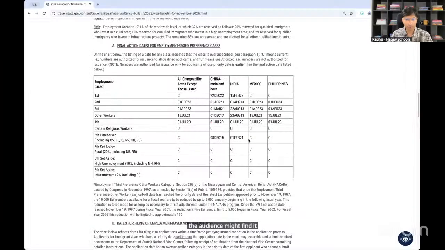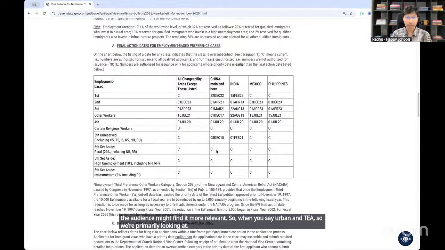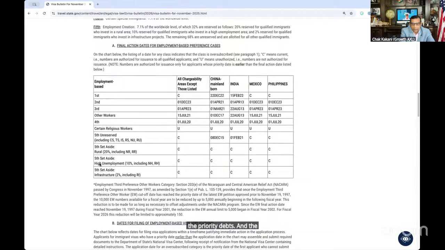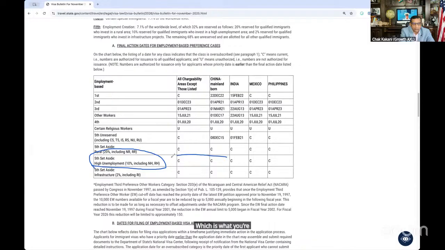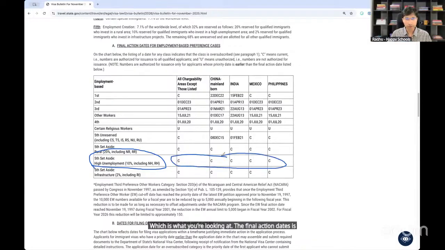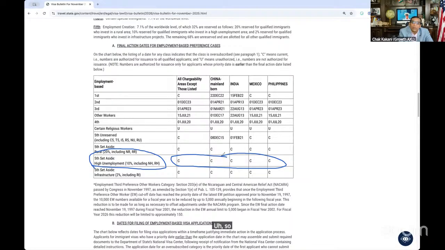Sure. And I may want to show another screen, probably that the audience might find more relevant. So when you say urban and TEA, we're primarily looking at the priority dates and the extra quota that has been set aside for the high unemployment area. That is what the TEA refers to, yes, which is what you're looking at. The final action date is current, which means if you are able to get your I-526 approved, the I-485 can be filed concurrently with your EAD and AP. That gets you pretty much a green card in a much faster timeline. Yeah, one small enhancement to what you said, Raghu.